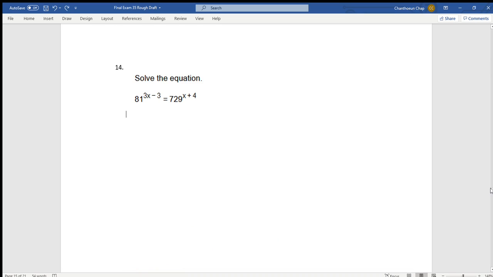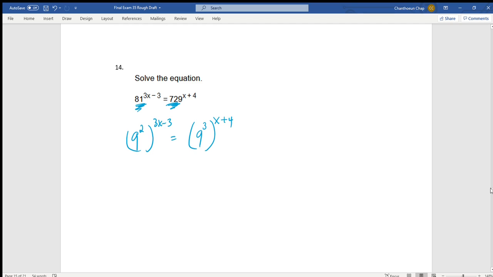For question 14, the idea here is to try to get the same base. The bases are different, but if you check carefully, these are both divisible by 9. So that's my target. I want the base to be the same. Let's choose 9. On the left, I can rewrite this as 9 squared raised to the 3x minus 3. On the right, I can check with my calculator. 9 cubed is indeed 729.